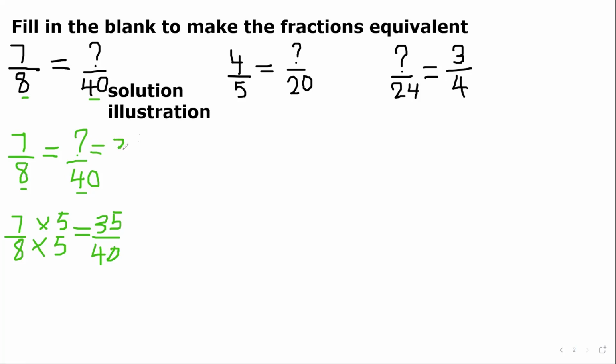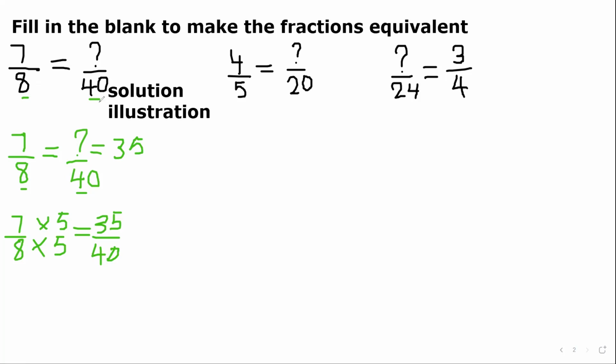Okay, therefore our question mark here is 35. Okay, because when you put 35 where the question mark is, it will make 35 over 40, which is equal to 7 out of 8. And that one will be equivalent to that. Are you okay? Good. So that is how.